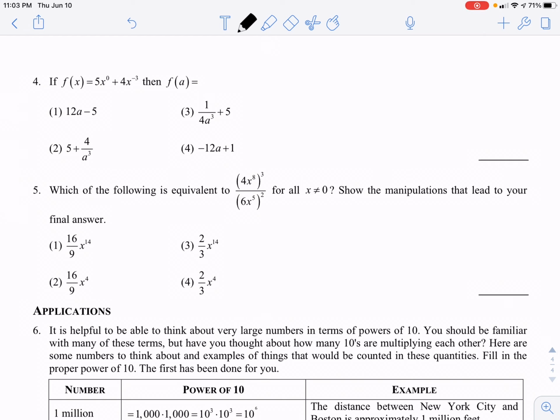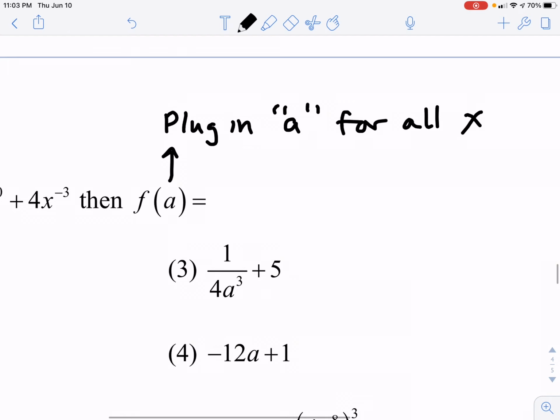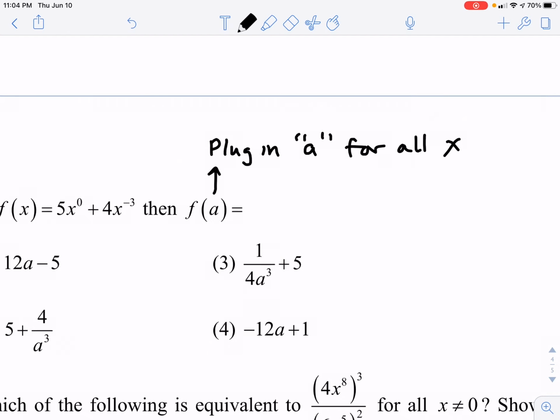Part 4. If f of x is equal to 5x to the 0 power plus 4x to the negative 3 power, then evaluate f at a. What does this function notation mean? It means plug in a for all x. So every time you see an x, you're going to replace it with an a. So here's our function. We're going to evaluate with a. So it's 5a to the 0 power plus 4 times a to the negative 3rd power.